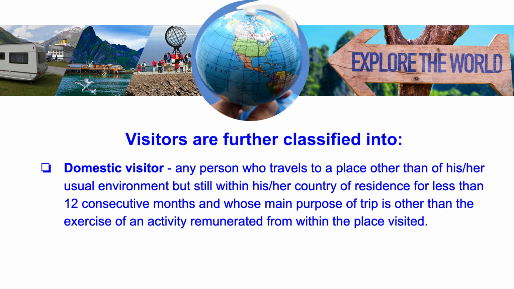For instance, I'm here in Daegu, and in summertime, I will be staying in Jeju for 2 weeks, and maybe another 2 weeks in Gangwon-do. So I'm considered a domestic visitor. So I hope the domestic and international visitor, as well as overnight and same day visitor, are clear definitions for you.